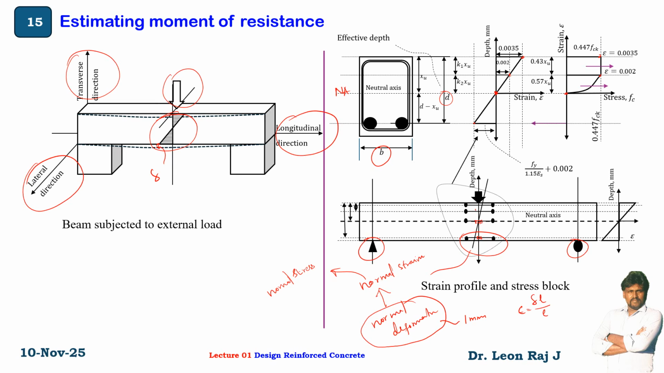So at various levels we have measured the strain, and if we plot the strain before and after bending, it looks like a straight line. That's why we say that plane sections normal to the axis remain plane even after bending. Here the stress block is parabolic up to strain 0.002, and it is rectangular between 0.002 and 0.0035.